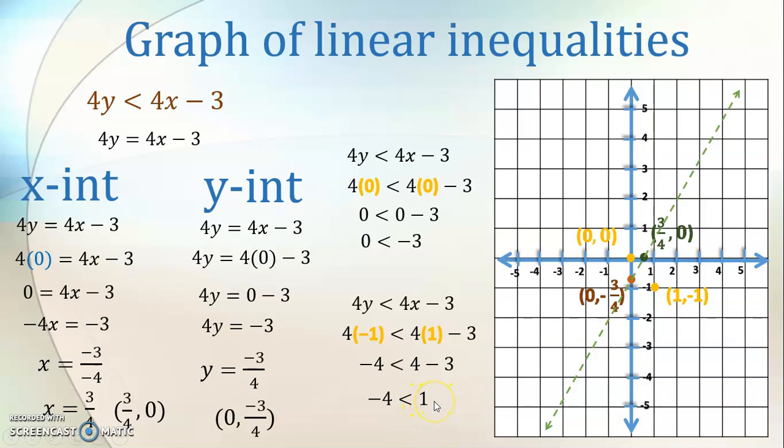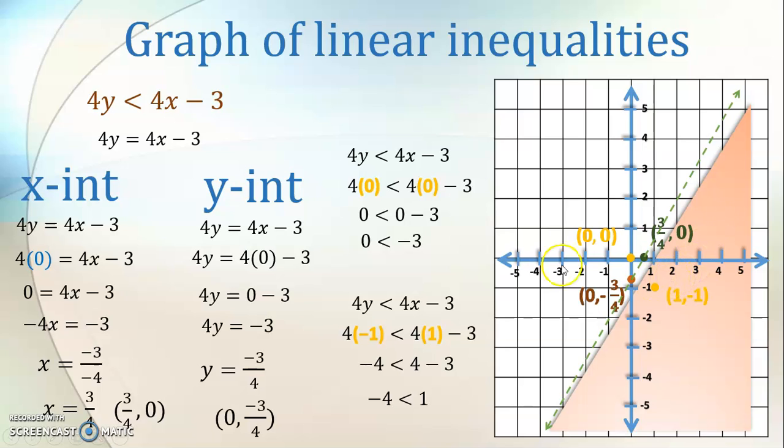Now I see, is negative 4 less than 1? Yes, it's less than 1. Because remember, it doesn't matter that 4 is a greater value than 1, if it has a negative sign, the negative values are always less than the positive values. So in this case, I can work with any of the values I have on this side. So I'm going to shade this side, and this will be my answer. Working with (1, -1), my answer is possible.